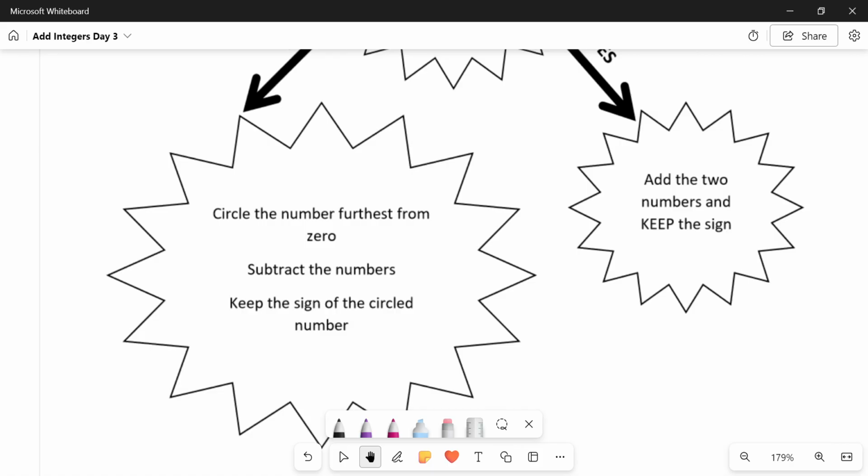We're going to circle the number that's furthest away from 0. So think of the numbers on a number line. Which one is further away from 0? Subtract the two numbers, and then keep the sign of the circled number. Let me show you what I mean.